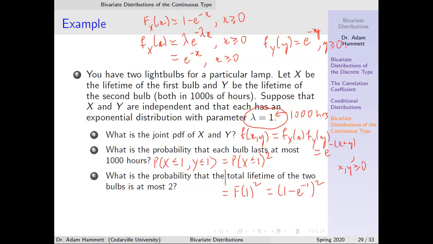Well, actually, x plus y, you think about it for a minute. Do you remember? So if x is like the waiting time for the first bulb to go out and y is the waiting time for the second bulb to go out, it's almost like 2 observations. You're waiting for 2 observations with parameter 1, okay?